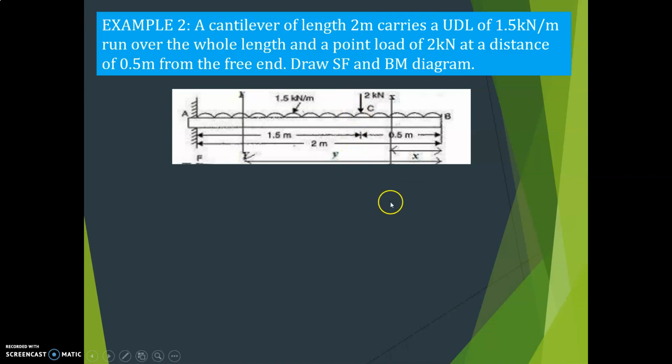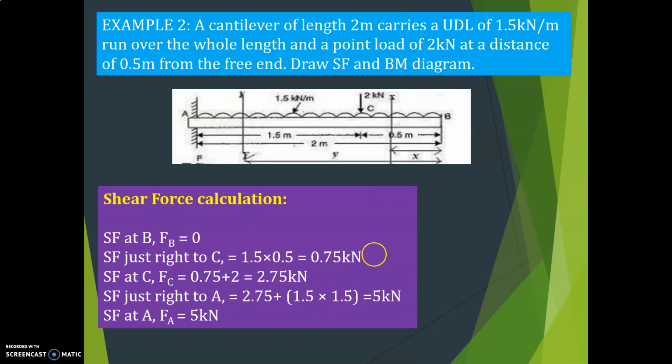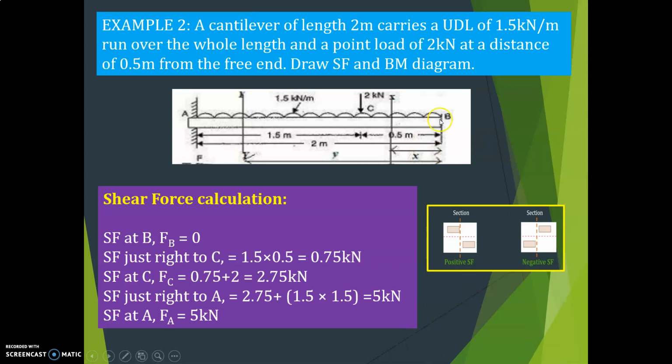Okay, now first what we have to do, we have to calculate the shear force values at different points. Let us start with the right side. See sign convention. Always in one corner you can draw that shear force sign convention. So this is positive shear force, means when you consider from right side downward is positive and left side upward is positive. Similarly, negative is right side upward is negative, and also left side downward also negative. Okay, so let us consider here.